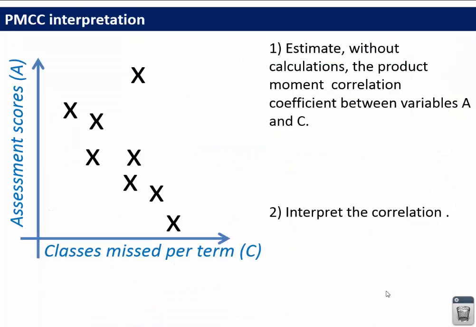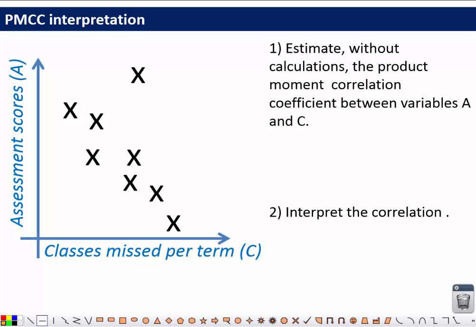So, PMCC interpretation. What we have here is a scatter diagram with assessment scores up the left-hand side, and across the bottom, classes missed per term. Now, in this question, we're being asked to estimate, without calculations, the product moment correlation coefficient between these two variables, A and C. Now, how are we going to do this?